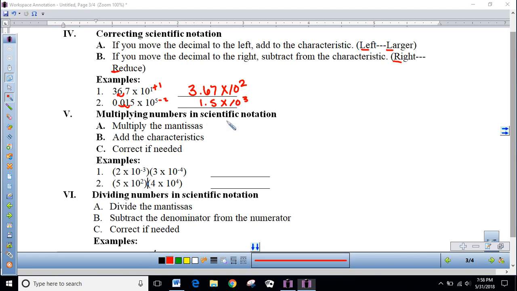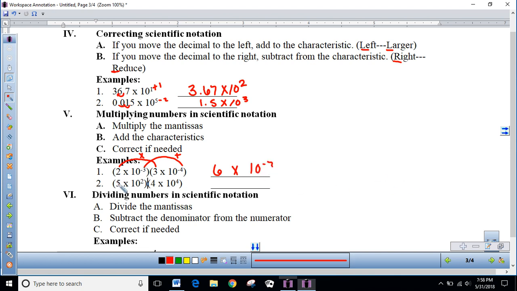Alright, if you're multiplying, and this is what you would do on some of those standardized tests without a calculator, if you're multiplying in scientific notation, you're just going to multiply those coefficients. 2 times 3, so we're just going to multiply that. 2 times 3 is 6. And then when they're in scientific notation, you just add those exponents. So a negative 3 plus a negative 4 is a negative 7.